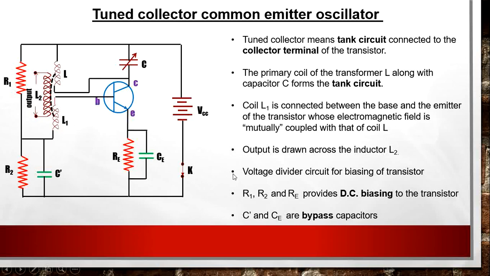Next, resistances R1, R2 and RV provide DC biasing to the transistor. And now capacitors C prime and CE. These are actually bypass capacitors. Bypass capacitors means these bypass the AC signal, or they provide a low resistance path to the AC signal.